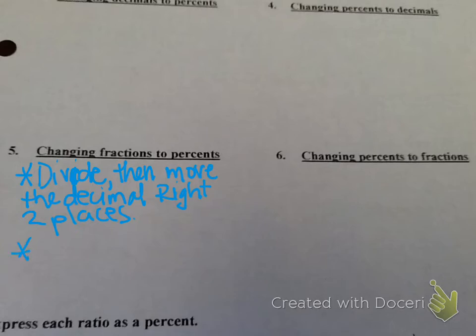Or my other option is to change the denominator to 100. So if the denominator of your fraction is easy to make into 100, then the top number is going to be your percentage, because the percent is always out of 100. So if we make the denominator 100, we can find our percent quite easily.